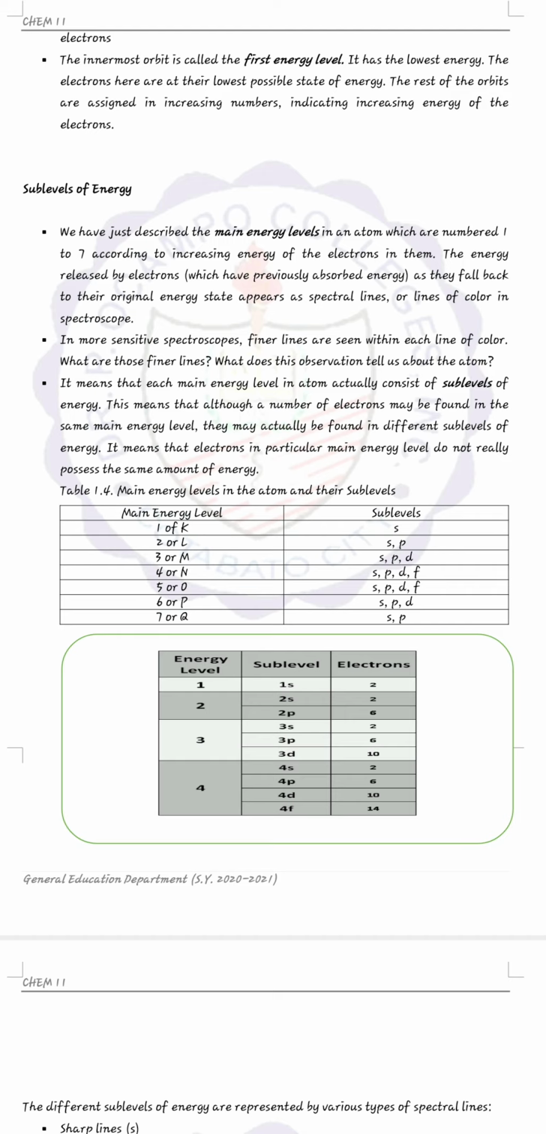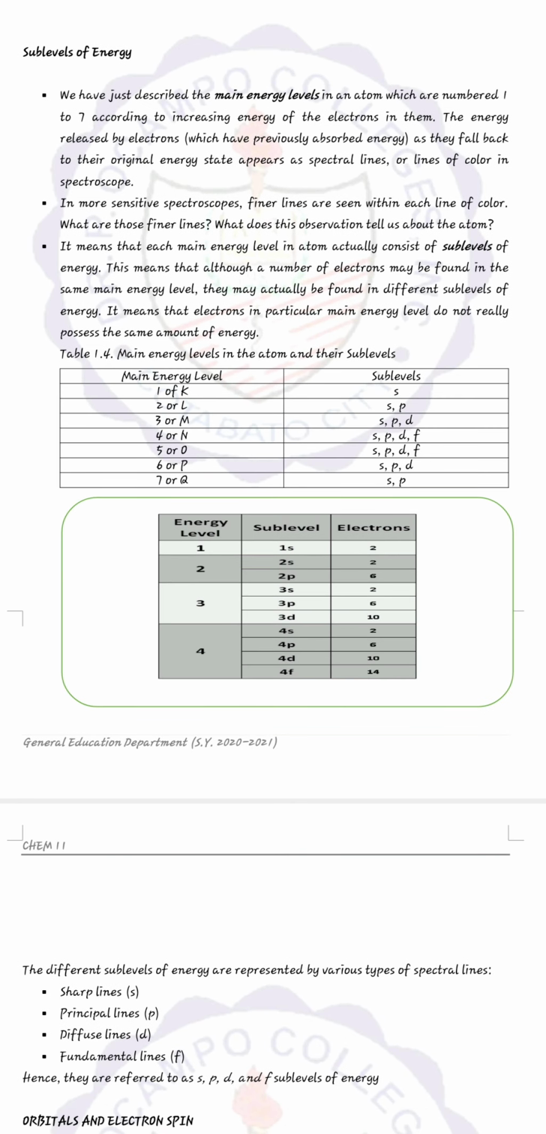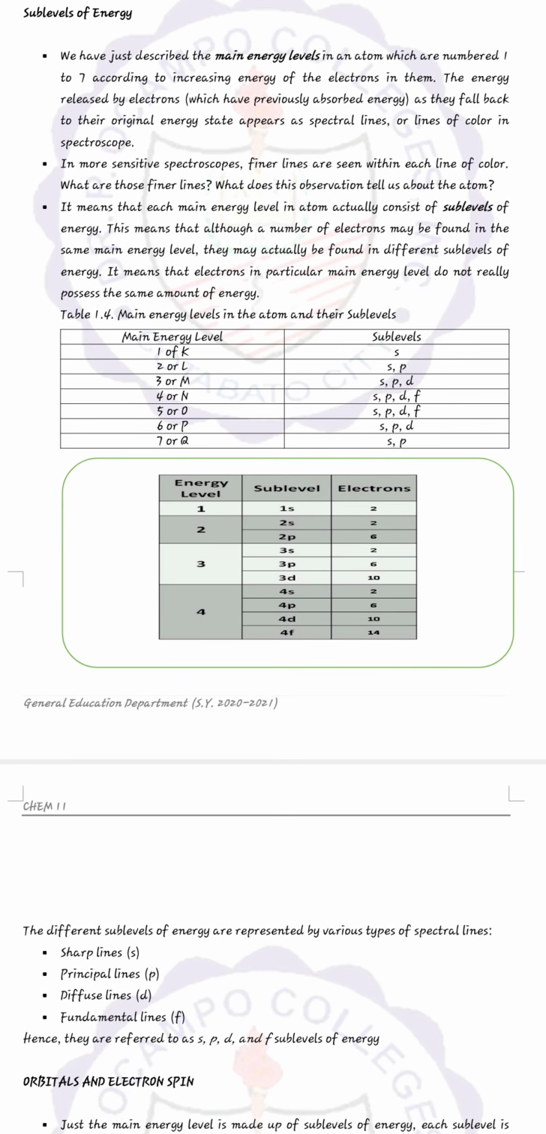Let's focus now on the sublevels. For sublevels, we have S, P, D, and F. I will be discussing that furthermore. In an energy level, we have a number of electrons in a certain sublevel. For S, we have 2. For P, we have 6. For D, we have 10. And for F, we have 14.